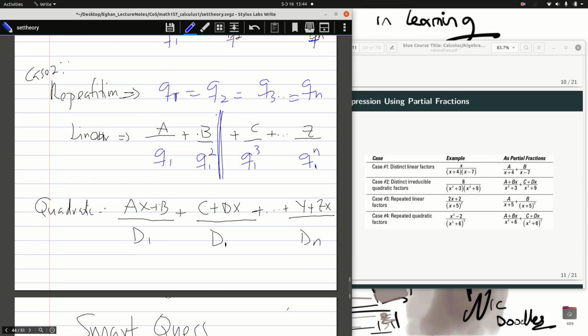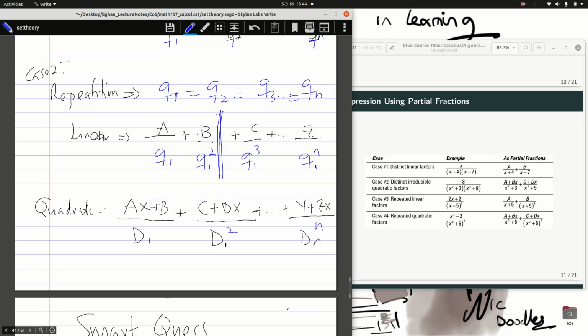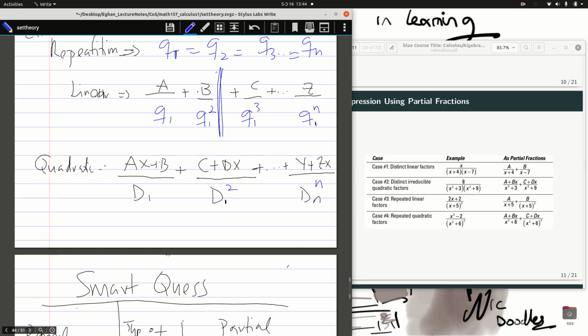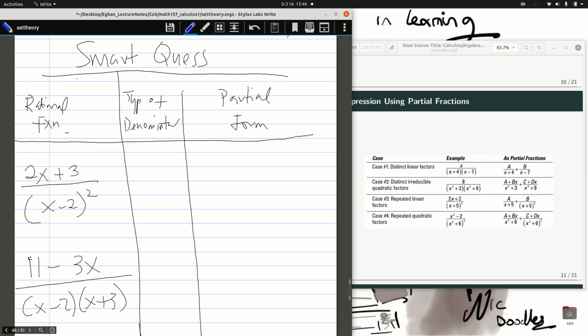If I'm looking at quadratic and it's repeated, the same thing, I maintain the numerator, but here becomes square, the third through to the last form. I'm not so sure if this went well, but let's look at the smart guesses and then you get to appreciate it. Okay, so the examples here.